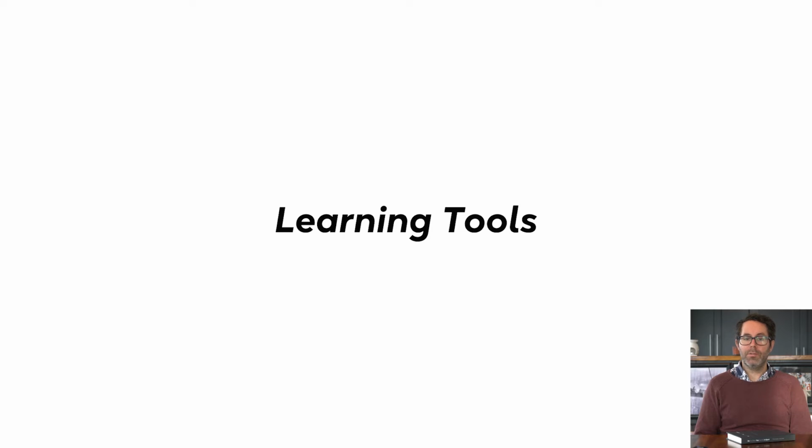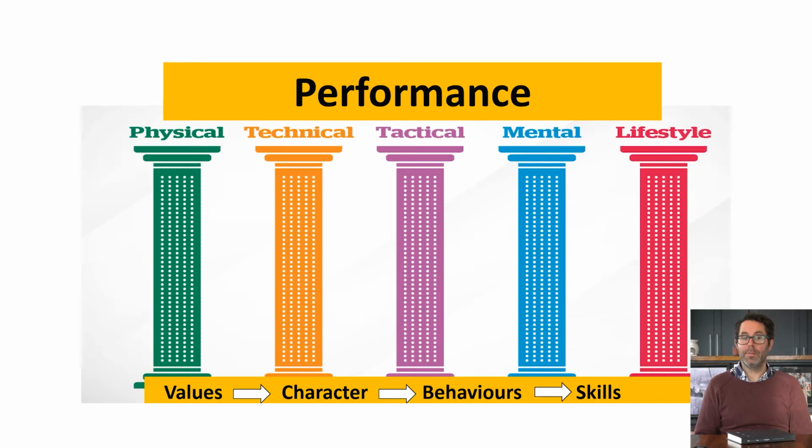I always use this formula: values develop character, and character builds behaviours, and behaviours build skills, and those skills lead to performance. So when we talk about an athlete or a player in general, we talk about 5 pillars. And within each pillar there are different skills.